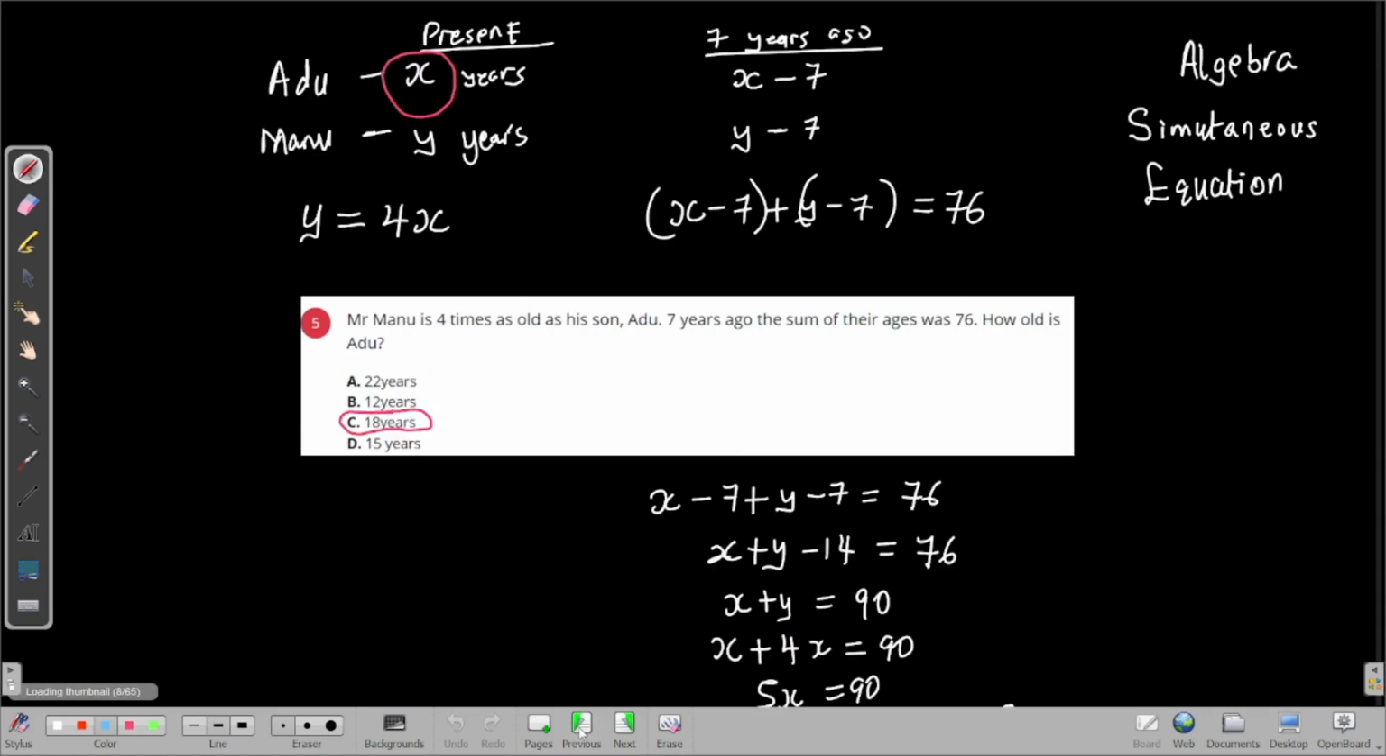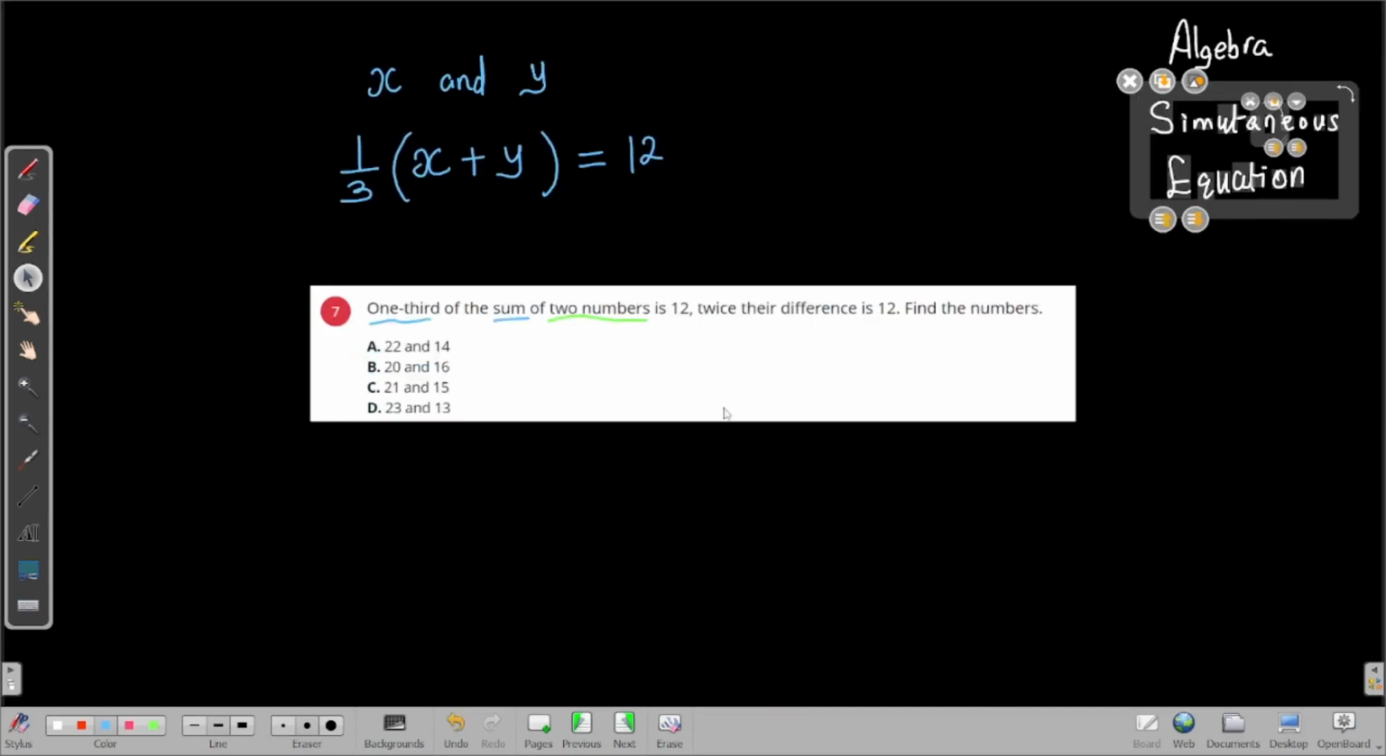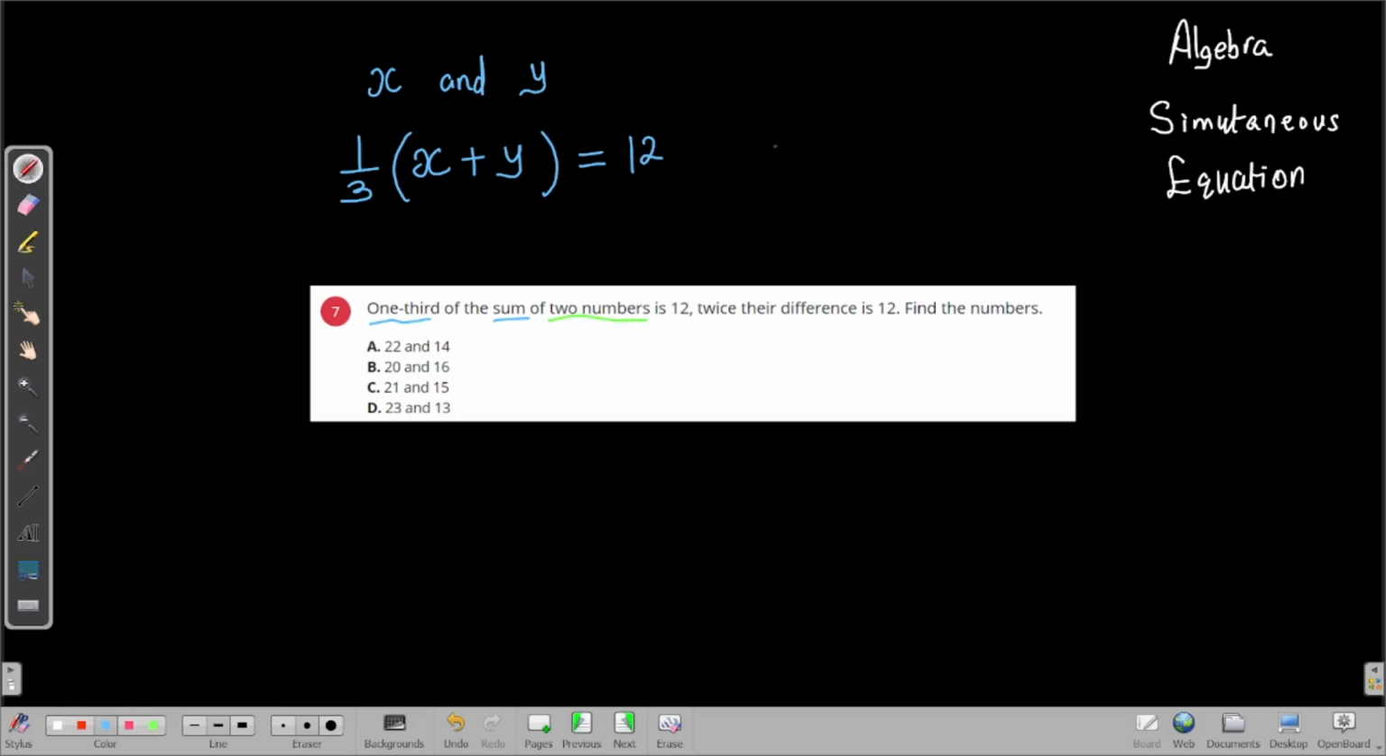Oh, okay, I made an error. This one does give us a simultaneous equation. It was that other algebra question that would not have. So that's the first statement. And the second statement says that twice their difference is 12. What's the difference between the two numbers? That's x minus y. And then twice, that's 2 times that difference, is equal to 12.